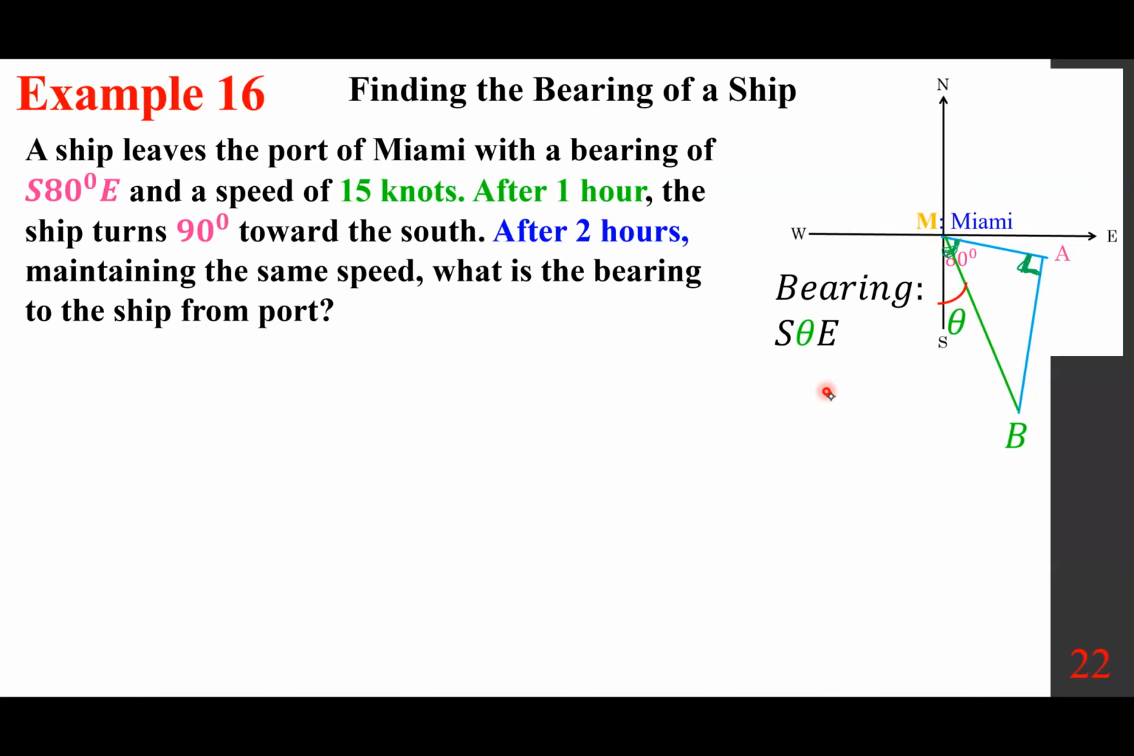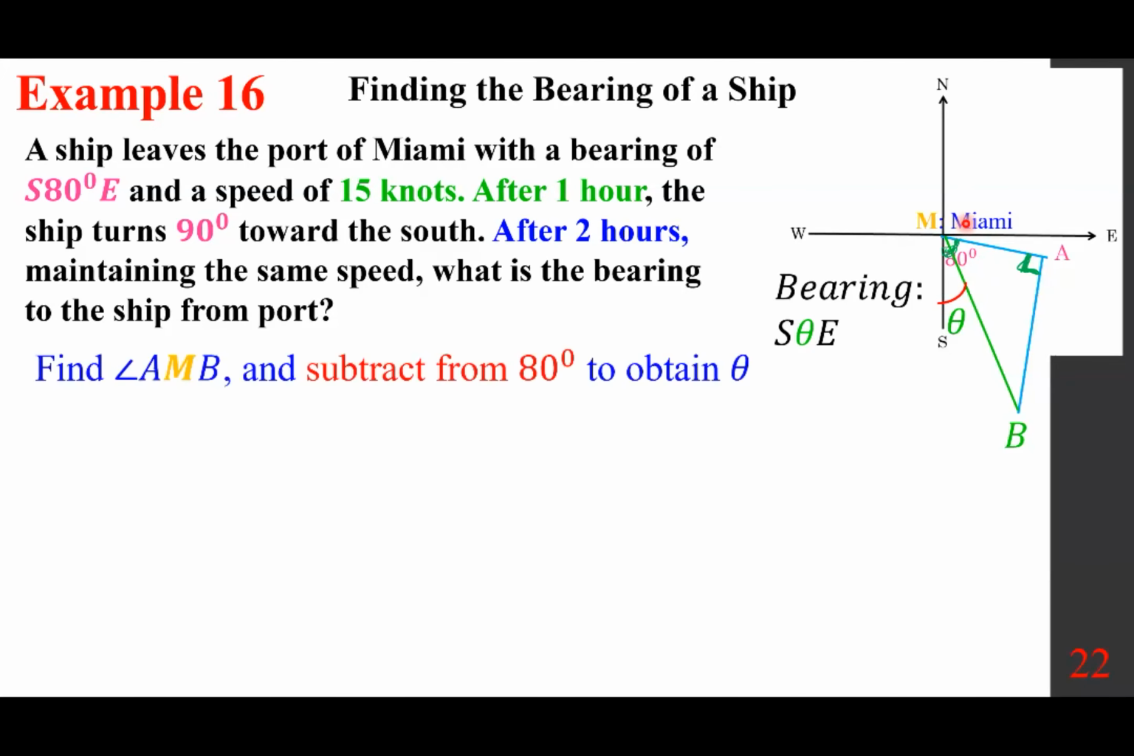So what do we do? We know this entire angle is 80 degrees. If we could find this little one, which we are going to call angle AMB, the yellow one, all we have to do is subtract it from the entire 80 degrees to get the green one, theta. Okay, that's the idea.